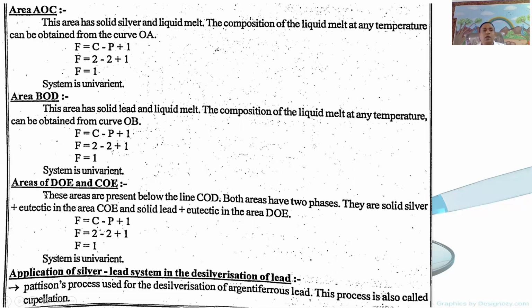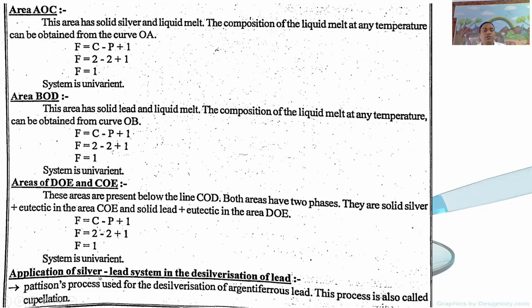Next, the areas DOE and COE. These areas are present below the line COD. Both areas have two phases. They are solid silver plus liquid melt in the area COE, and solid lead plus liquid melt in the area DOE. The number of degrees of freedom required is 1. Therefore, it is also a univariant system.